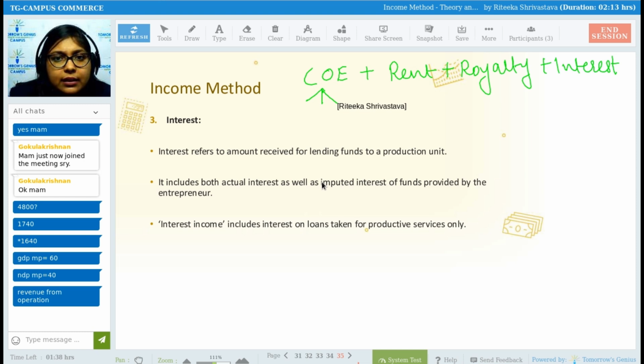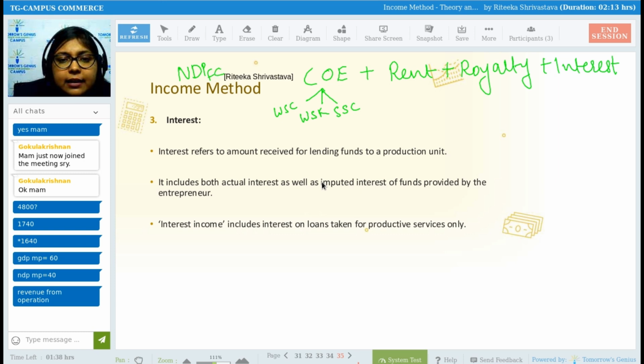Compensation of employees has three things: wages and salaries in cash, wages and salaries in kind, and social security scheme. So till here, I hope you have understood the formula also. This is what the formula is going to look like for the income method, which is represented as NDP at FC. The first component was compensation of employees, which has three subparts: wages and salaries in cash, wages and salaries in kind, and social security scheme. Next, we saw rent, plus we saw royalty, and now the third thing which we are going to see is interest. What is interest now?